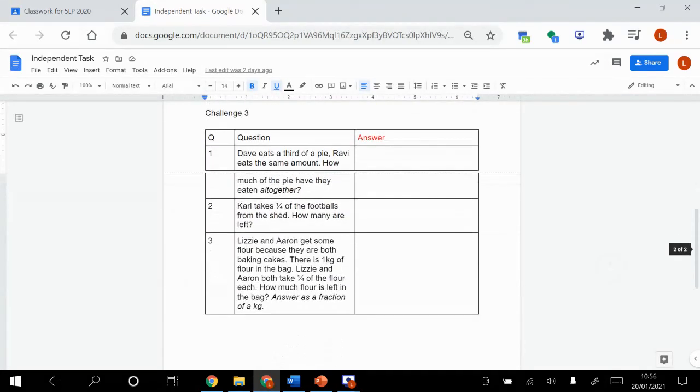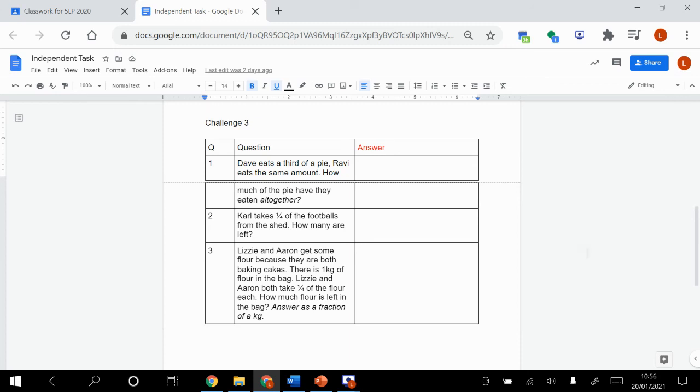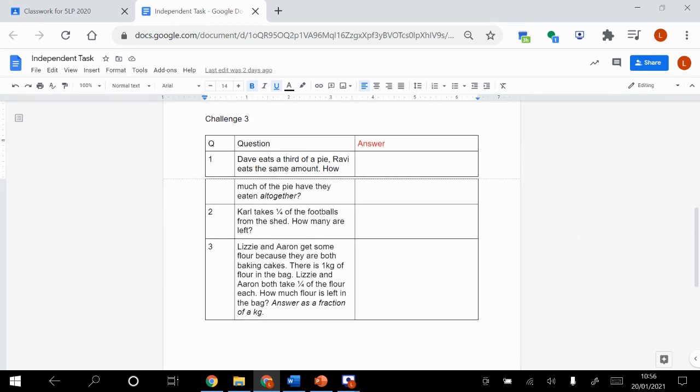Okay, the only challenging bit of this lesson is challenge 3, because it's asking you to use your word problem skills as well. Think about word problem vocabulary. Okay, things like all together or how many left. And please make sure you read the question. If the question is asking you to answer in a certain way, for example, in question 3, it's asking you to answer as a fraction of a kilogram. So my answer is going to be, for example, 1/8 of a kilogram, or 2/10 of a kilogram, or something like that.